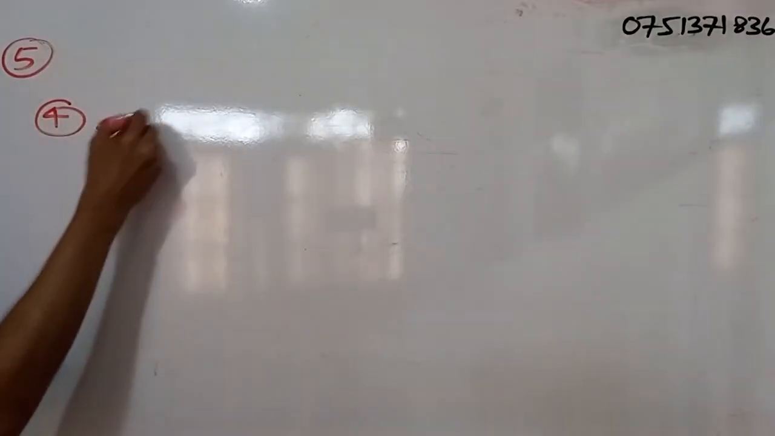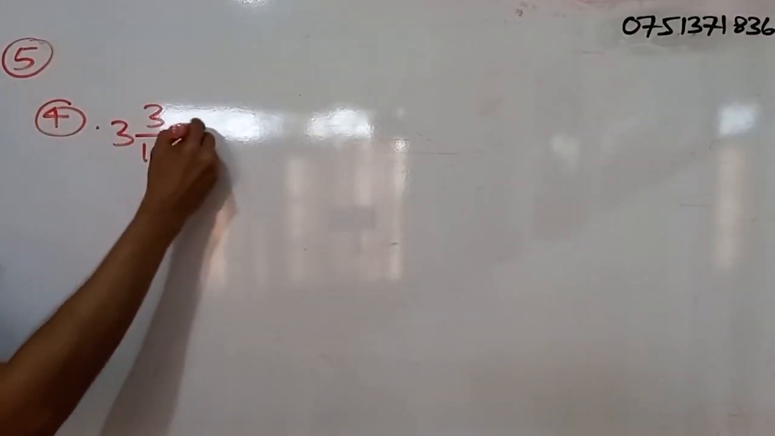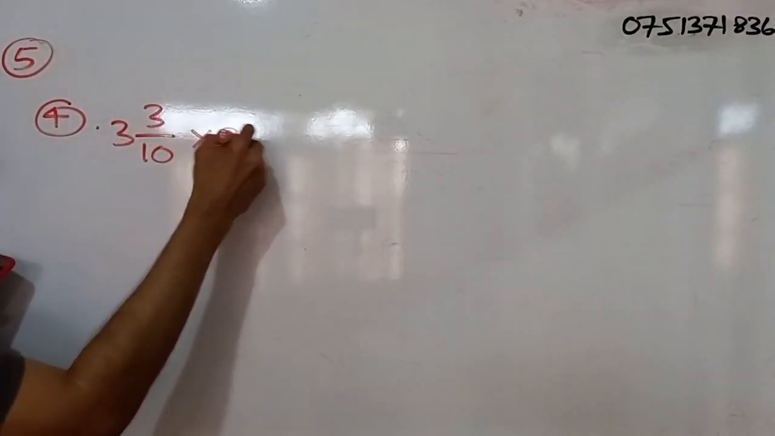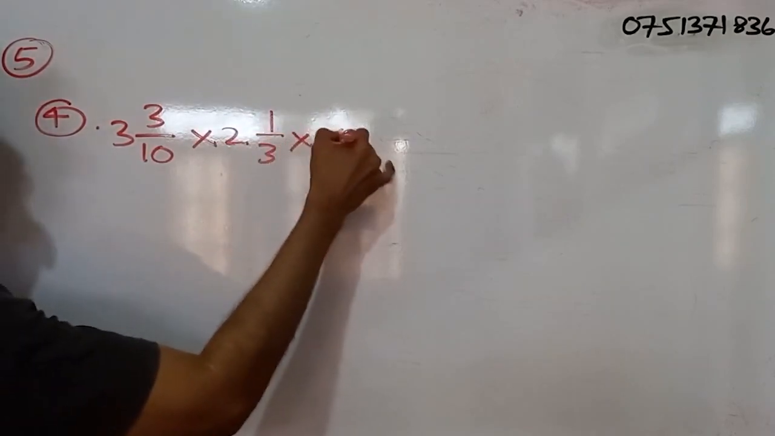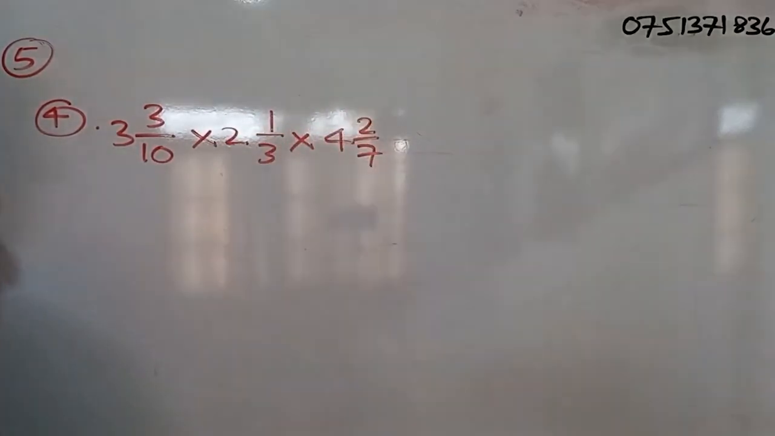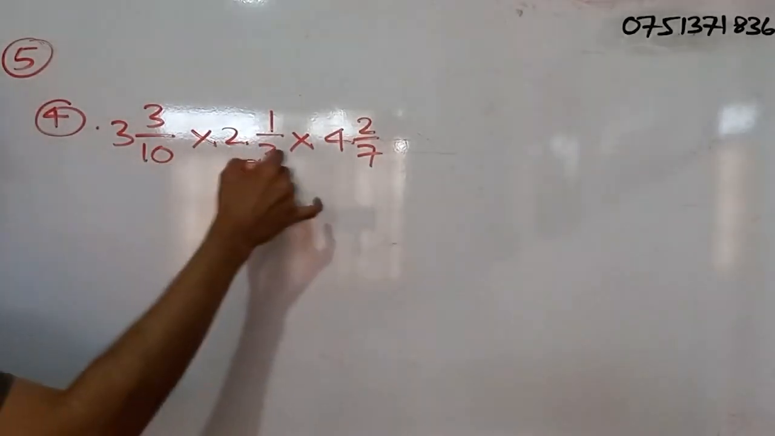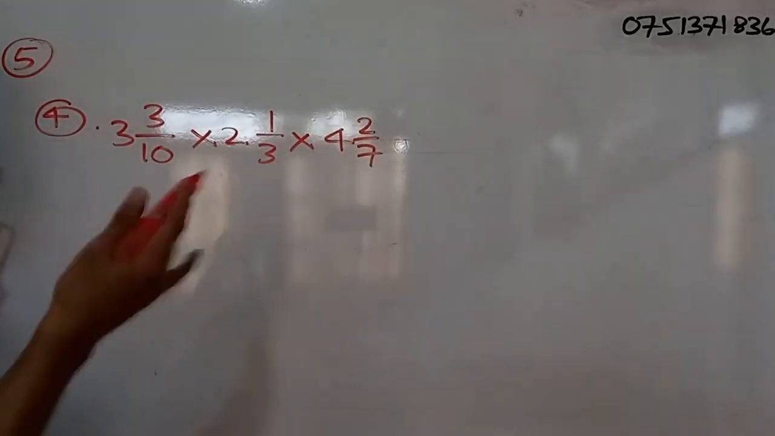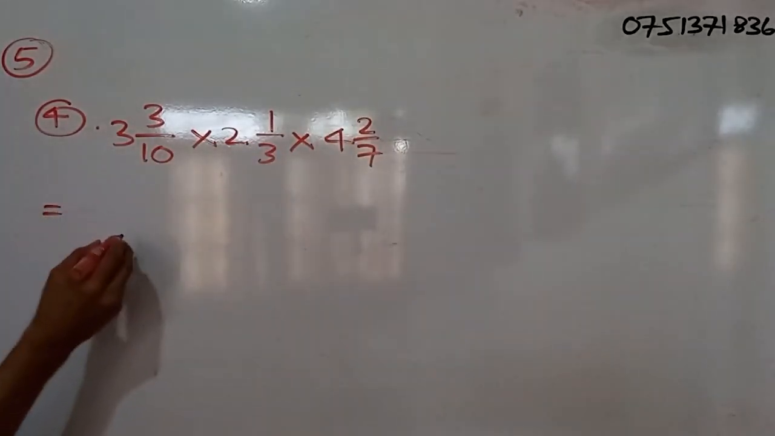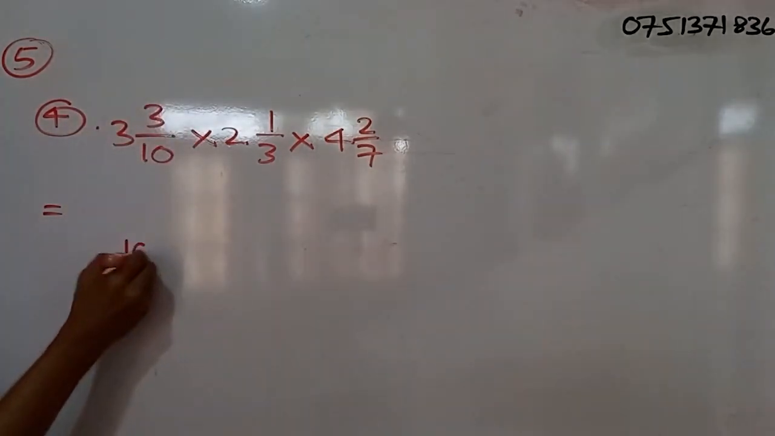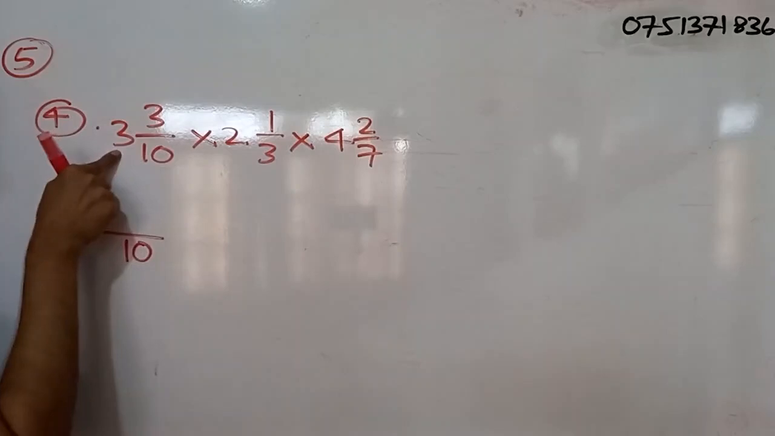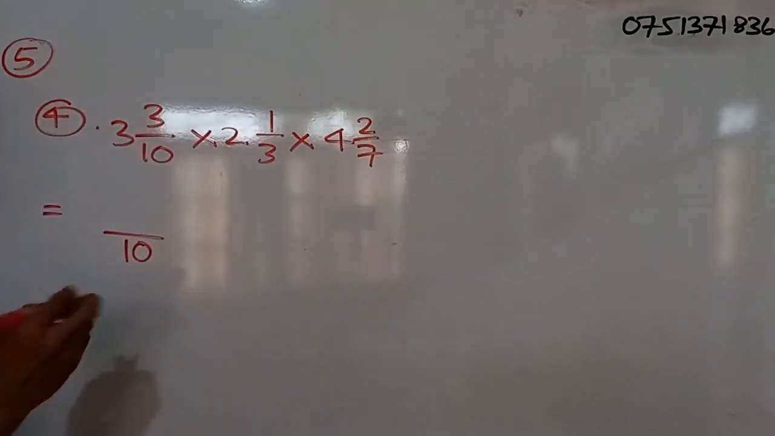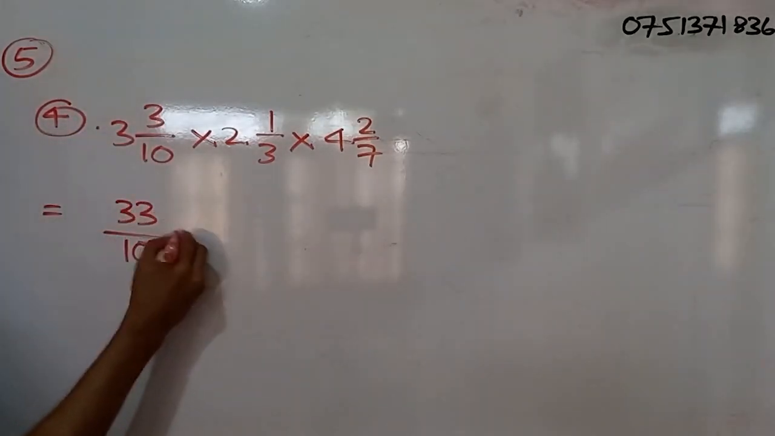So I have 3 and 3 by 10 into 2 and 1 by 3 into 4 and 2 by 7. So here also I have to repeat the same process just as before, right? So here we know the denominator will be the number 10. What will be the numerator? 10 times 3 we know that is 30. Add another 3, so we get 33.